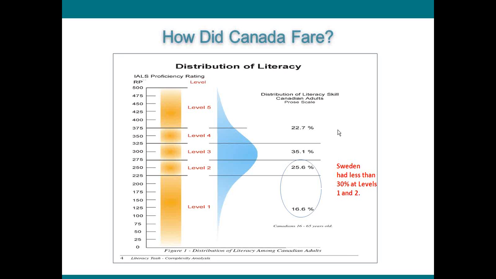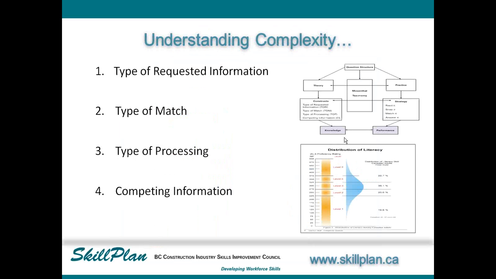Sorry. Okay. Can you give us details for the levels of complexity for type of requested info, type of processing, and competing information? The levels of complexity? For type of requested info, type of processing, and competing information.